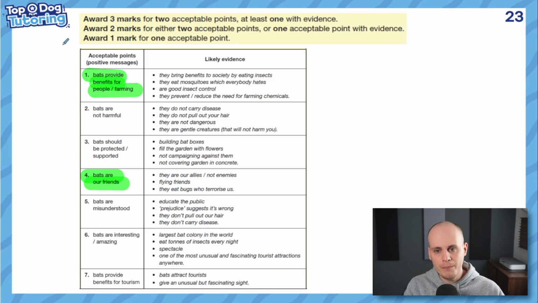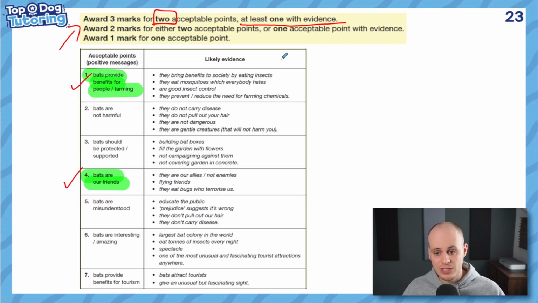But look at the top bit. How crazy is this? Award 3 marks. So all 3 marks for 2 acceptable points. So I could have just said they're beneficial for farming and they're friendly. And at least 1 with evidence. So only 1 of them even needs the evidence.